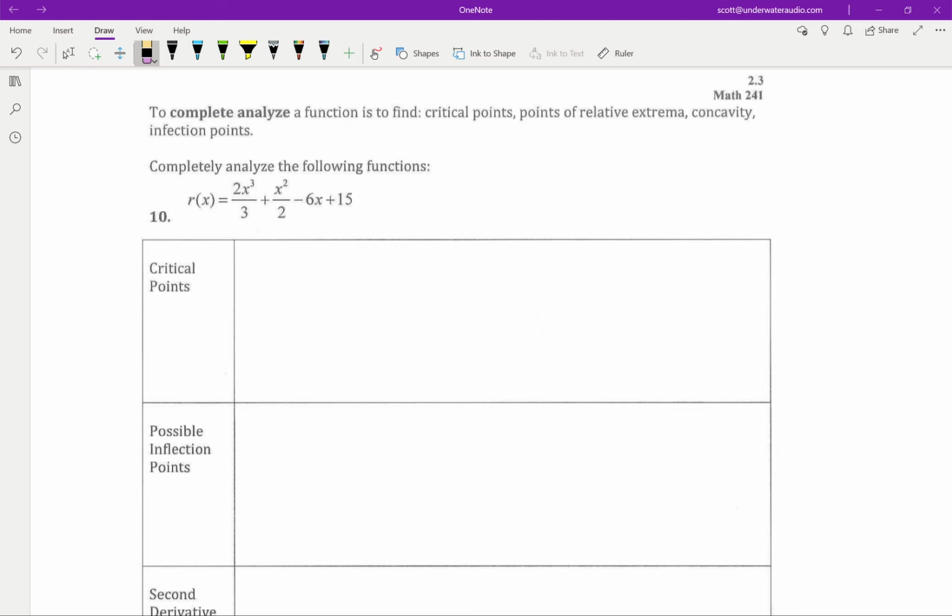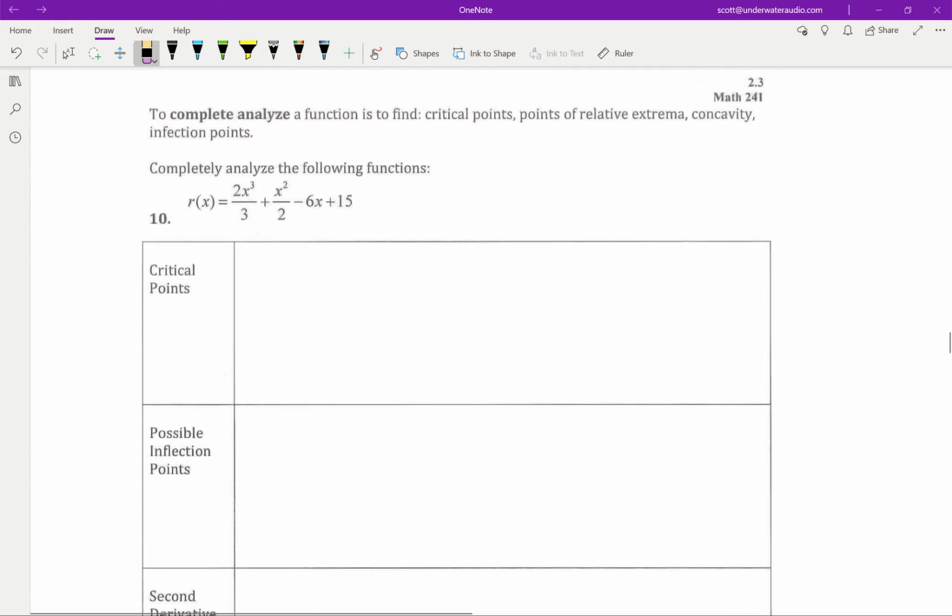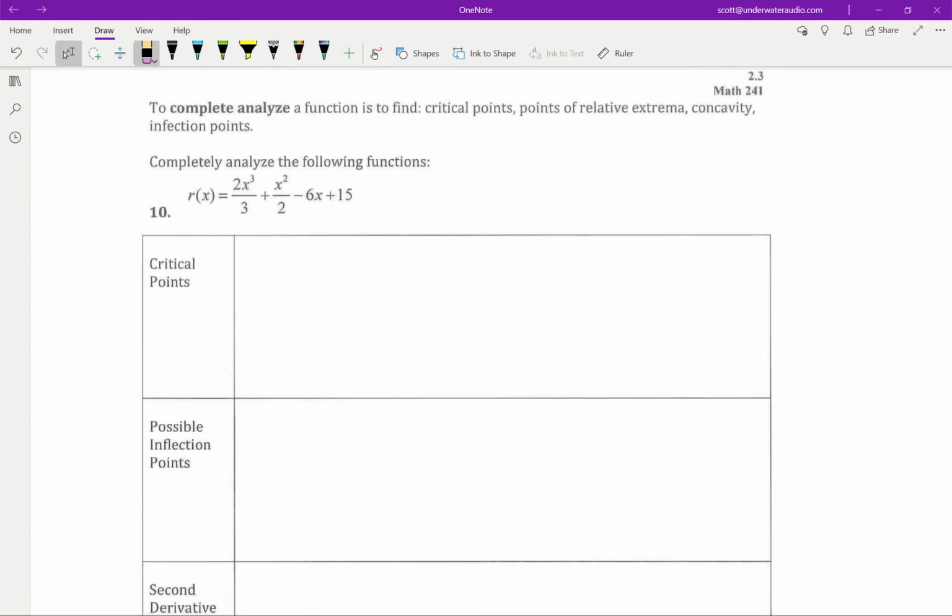Okay, number 10 says to completely analyze a function. That means to find the critical points, the points of relative extrema, the concavity, and the inflection points. And number 10, I've kind of broken up into little chunks. So the first chunk is to find the critical points.